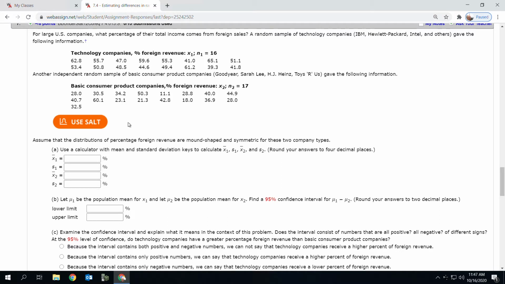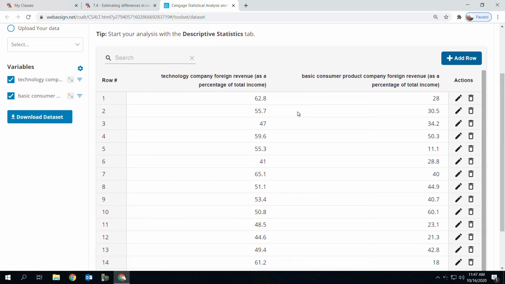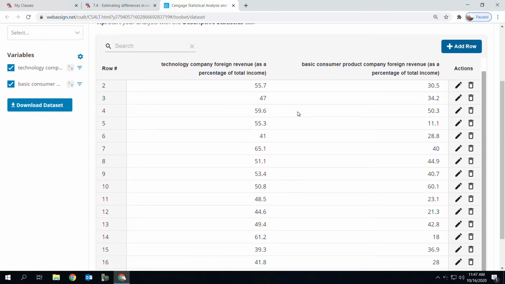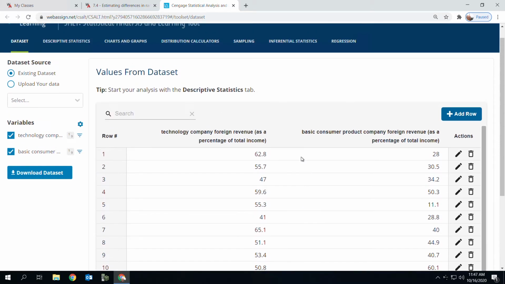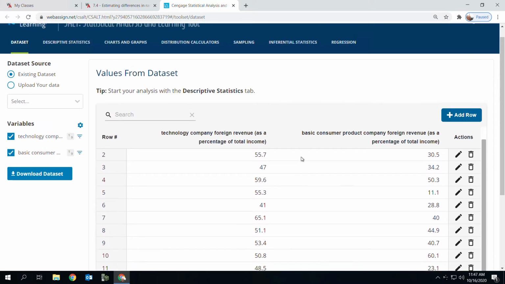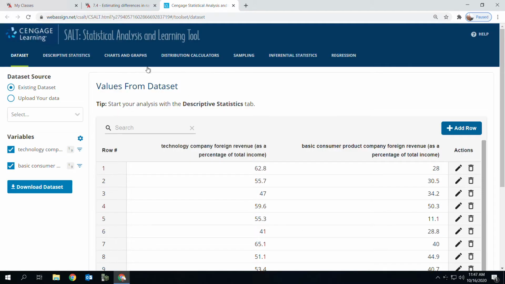Okay, so when you click use SALT, as always, you get a pre-populated data set. The technology entries are in the left column. Basic consumer products are in the right. Note that there was a difference in sample size. One group had one more item than the other. That's not a big deal. Now, to get our first values, we're going to need to jump around a bit.